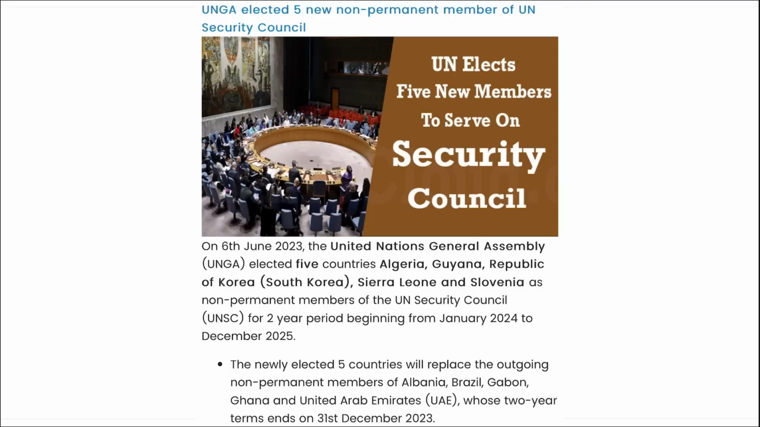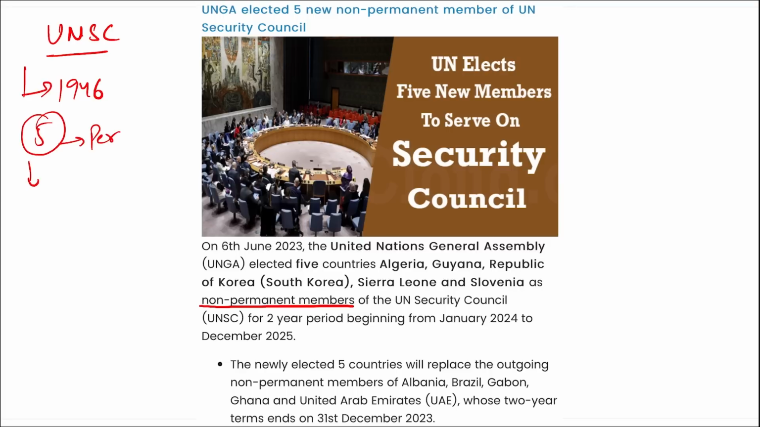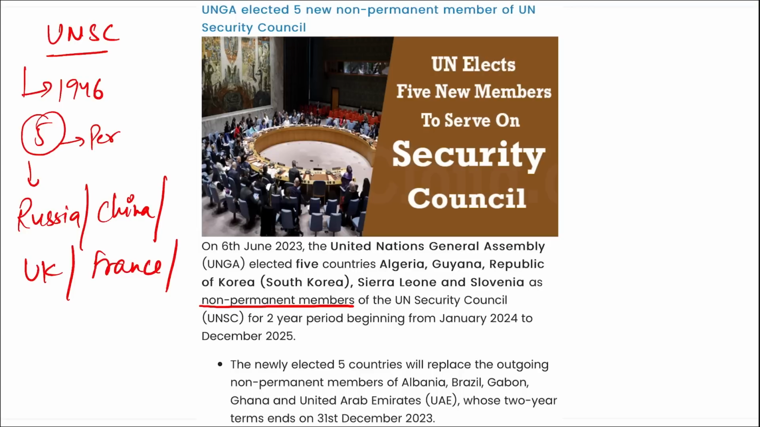Then if we talk about United Nations Security Council, this was established in 1946, right? And it is basically to maintain international peace and security. Now we know that they were elected as the non-permanent members. Can you tell me which are the 5 permanent members of United Nations Security Council? It is Russia, China, UK, France, correct, and United States of America.